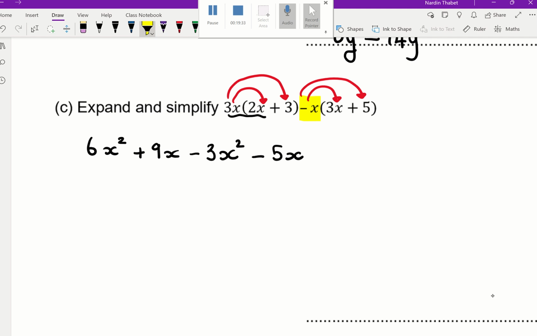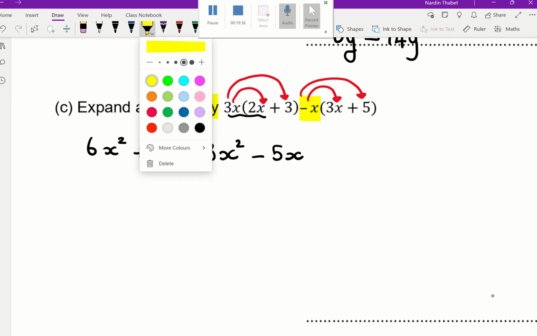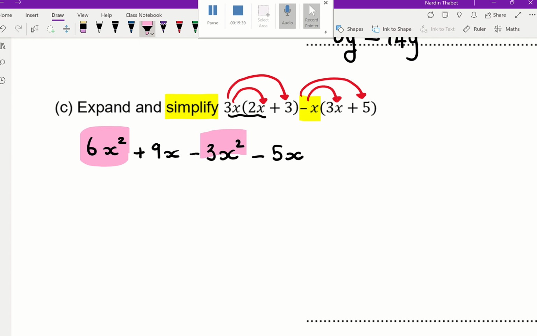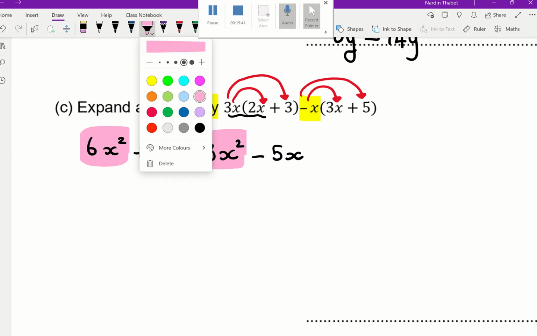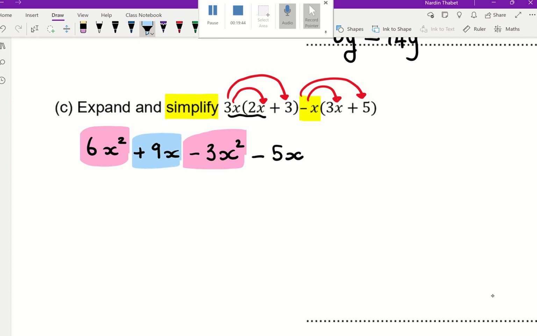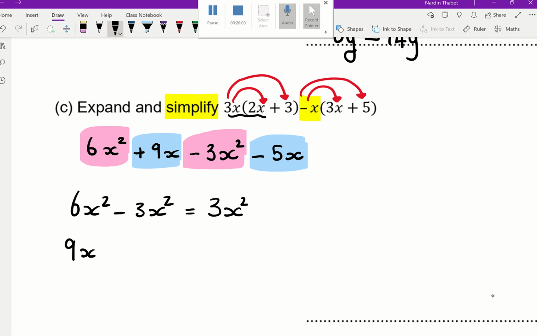And of course, this is an expand and simplify, so I need to find my like terms. 6x squared minus 3x squared are alike, and plus 9x minus 5x are also alike. 6x squared minus 3x squared, 6 minus 3 is 3, x squared doesn't change because I am not multiplying, I am subtracting. 9x minus 5x equals 4x. It's a positive. They're both positive. So my final answer is 3x squared plus 4x.